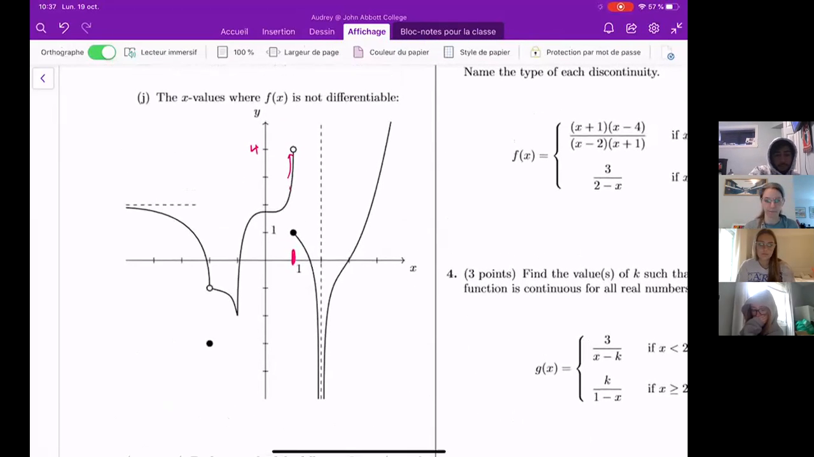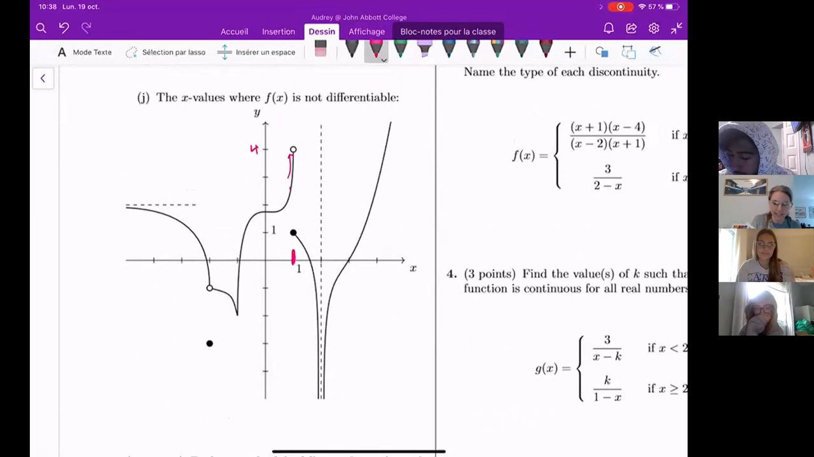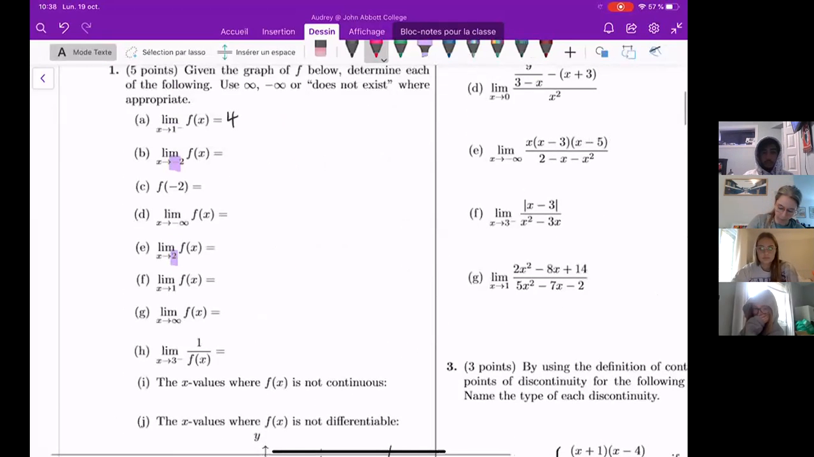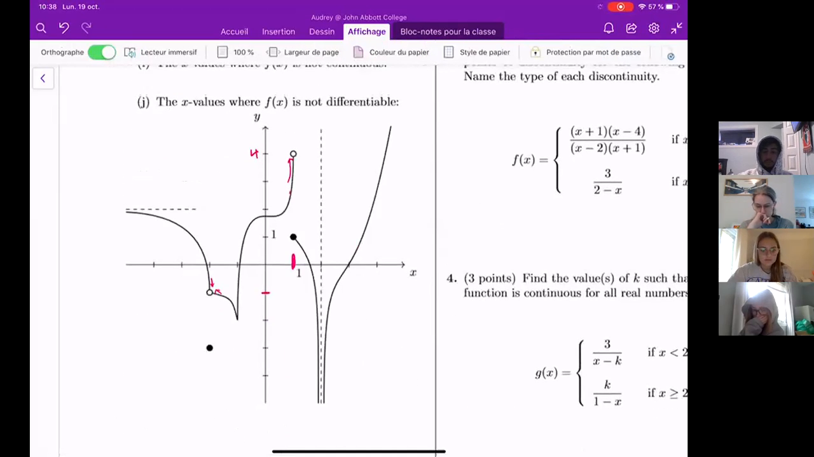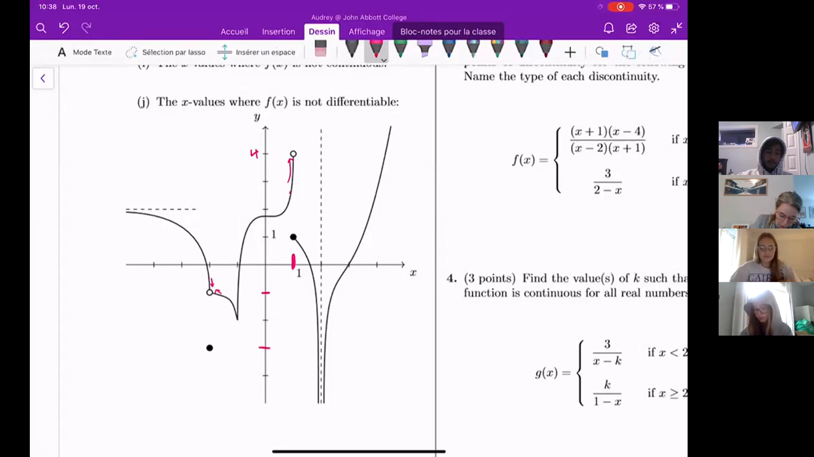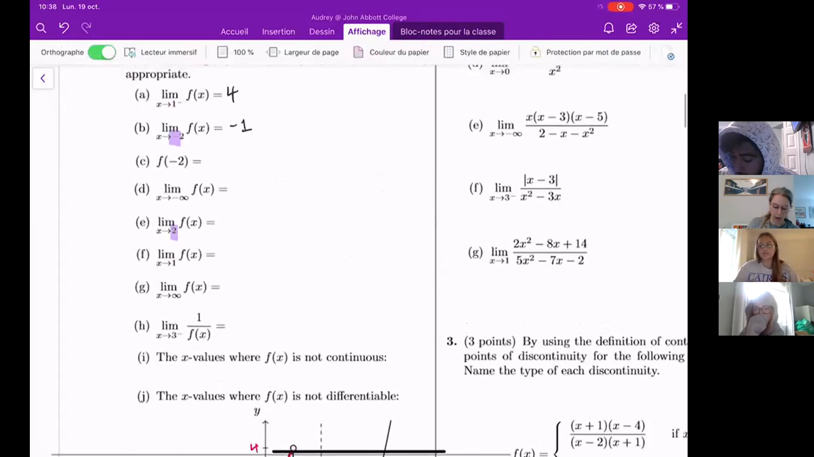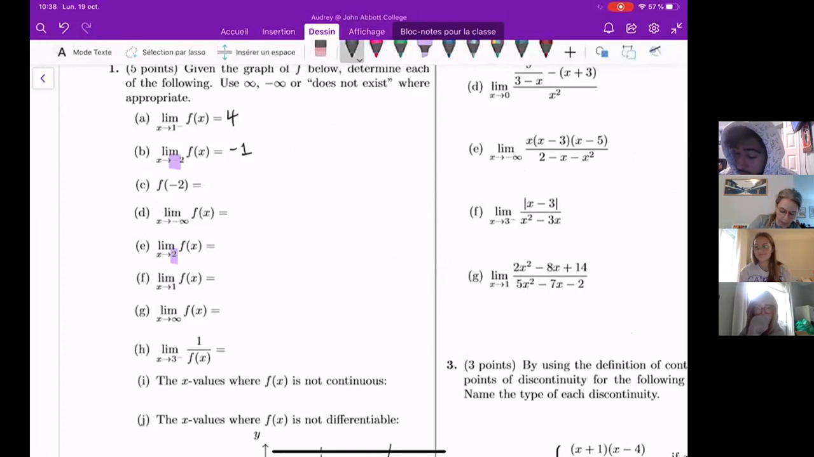What am I going to have? You got it, David, -1. So remember, the limit is the expectation, not the reality. So my limit is the fact that it's that open dot there, it's -1. So then what's f of -2? It's going to be that -3 right there. So we do have a closed dot somewhere. We do have that reality, so it's -3. So f of -2 is equal to -3.